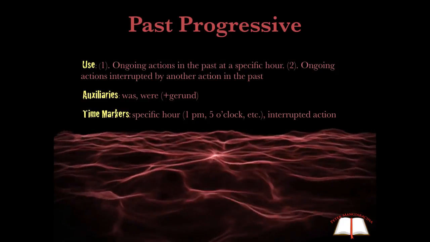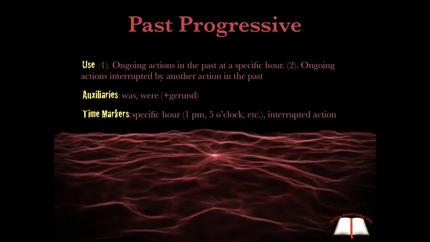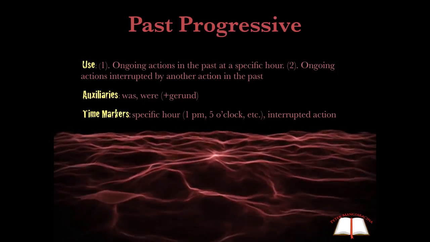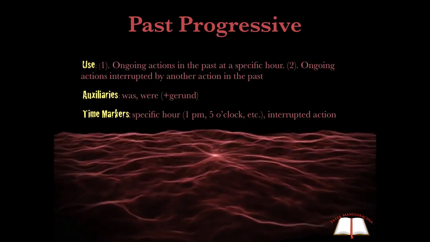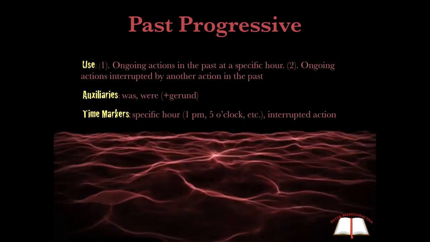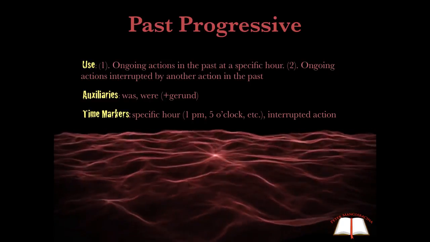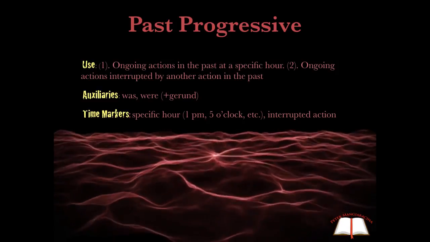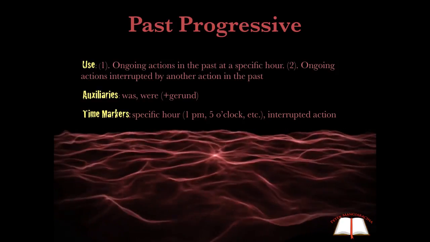Another use of the past progressive, which is a little bit more complicated, is when we have ongoing actions interrupted by another action in the past. So, I was having dinner when my mother called. There must be a definite interruption of the progressive action in the past in order to use this structure. If not, it's just better to use the past tense.